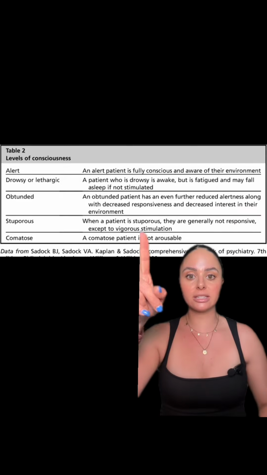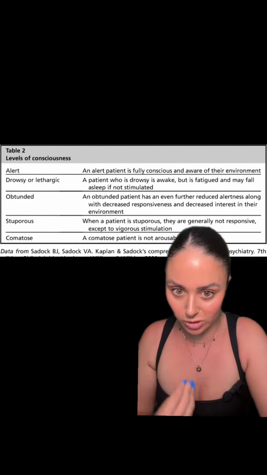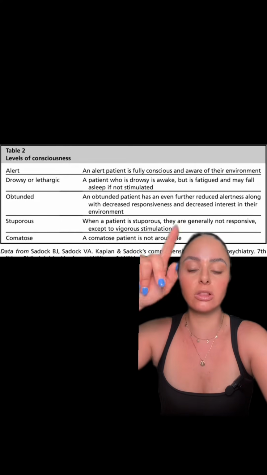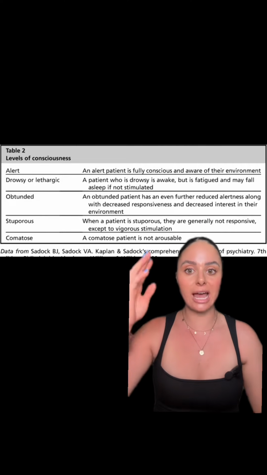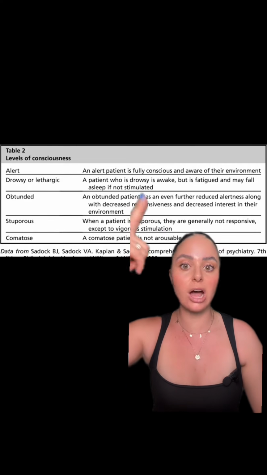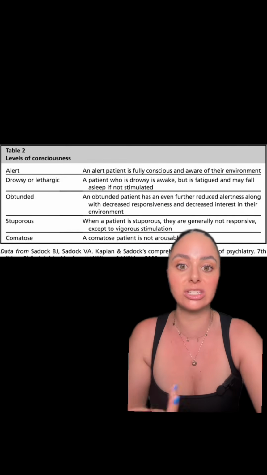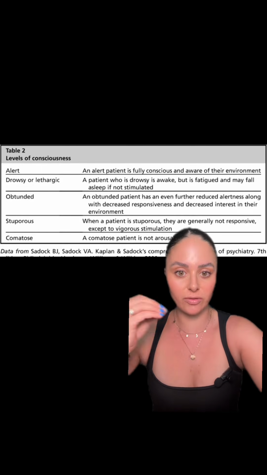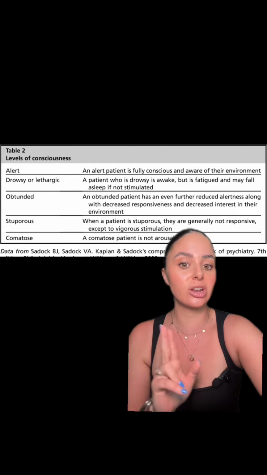When we get to obtunded, this is the first level of consciousness where a patient is requiring more stimuli in order to awaken. They have further reduced alertness along with decreased responsiveness and decreased interest in their environment. This is the patient that you're trying to wake up and they're not quite drowsy, because in order to keep them awake, you're constantly having to stimulate them. Obtunded is where I start to get a little concerned about where our level of consciousness is going, especially if this patient is not on any sedation or not intubated.